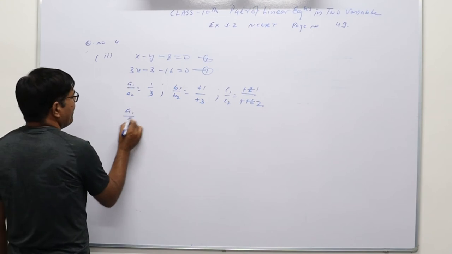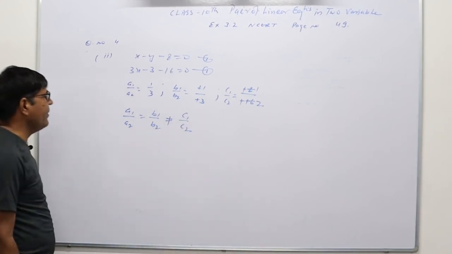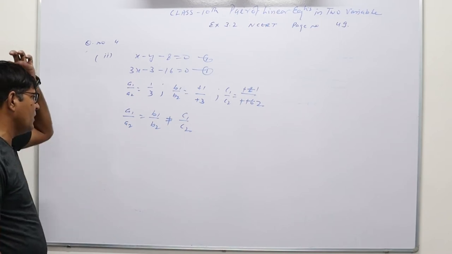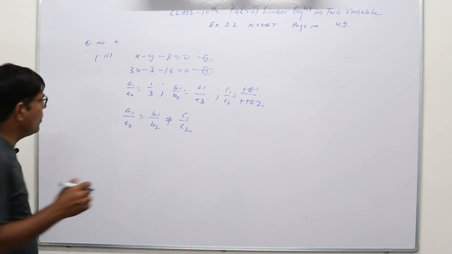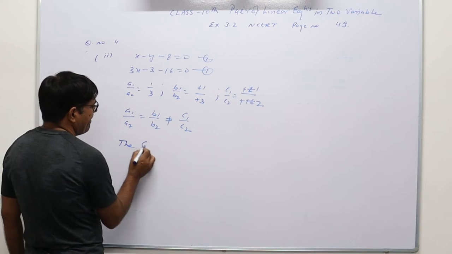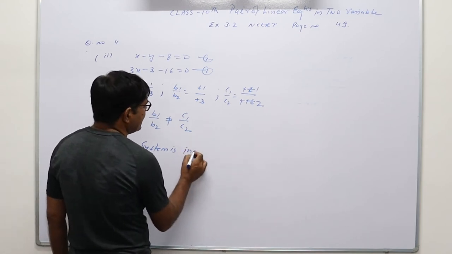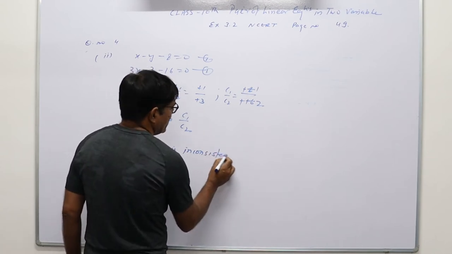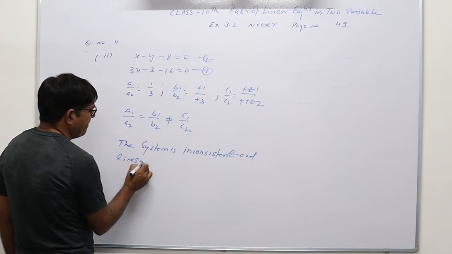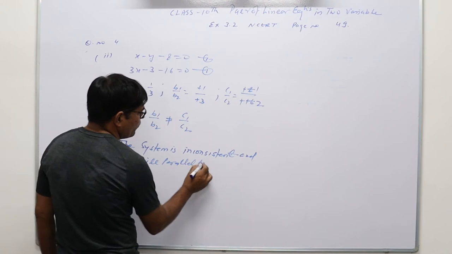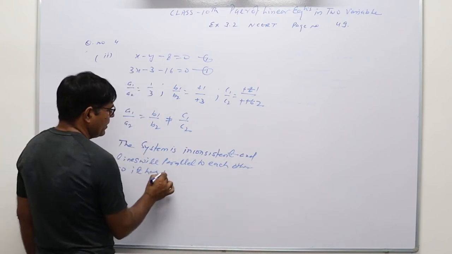Here a1 upon a2 is equal to b1 upon b2 not equal to c1 upon c2. So if a1 upon a2 equals b1 upon b2 not equal to c1 upon c2, then the system will be inconsistent and graphically the lines will be parallel to each other. So the system is inconsistent and the lines will be parallel to each other. So it has no solution.